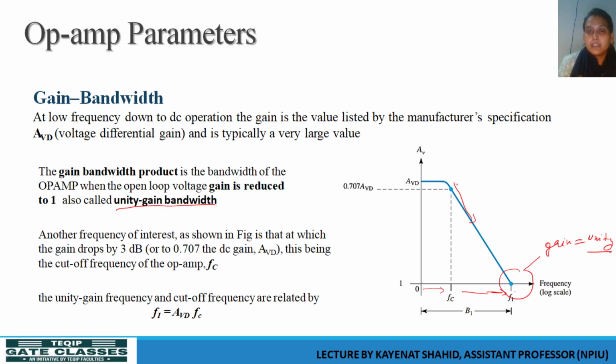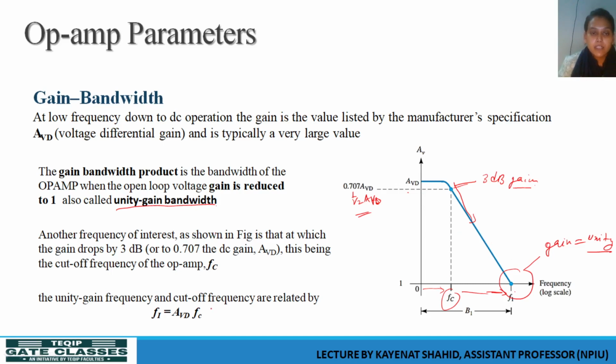Another parameter is this 3 dB gain, where the gain reduces to 1 by root 2 of the total voltage gain. This value is called in an amplifier the cutoff frequency, after which you can see that the gain is falling very fast. So this is the cutoff frequency.